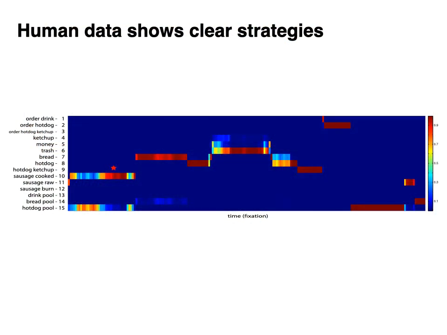Indeed, if you just look at the raw data, so this is just as a function of time on the horizontal axis, where did people look, and you can see that at the beginning the player is focusing on number 11 here, the raw sausage, then alternating between number 10, sausage cooked, and number 15, the hot dog pool, and so on, right? So clearly the behavior is far from being random, and there is clear structure in how people approach this kind of task that is given to them.